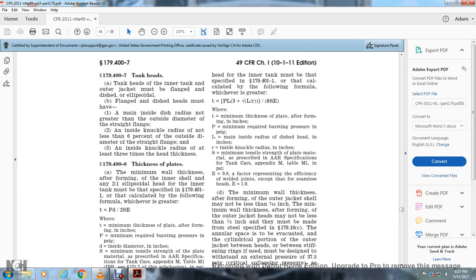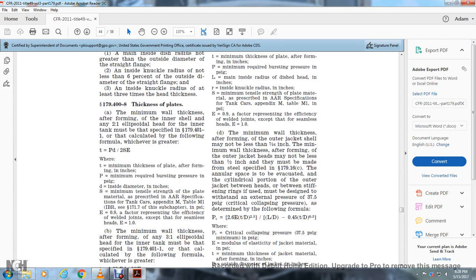T equals PL times (3 plus the square root of L divided by R) divided by 8SE. T is the minimum thickness of the plate after forming in inches. P equals the minimum bursting pressure in PSI gauge. L is the main inside radius of the dish head in inches. R is the inside knuckle radius in inches. S is the minimum tensile strength of the plate materials prescribed in the AAR specification for tank cars, Appendix M, Table M1, in PSI. E equals 0.9, the factor representing the efficiency of welded joints, except for seamless, where E is equal to 1.0.